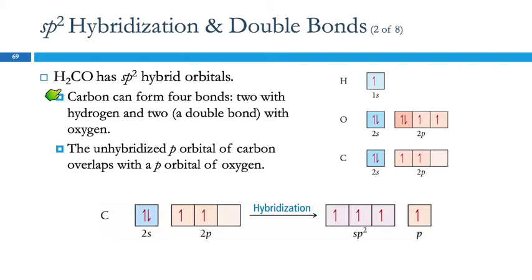So this molecule, H2CO, has sp2 hybrid orbitals. I'm just telling you that. So here is the valence orbital diagram for a carbon atom. And we're going to hybridize. So we're going to put these three together and leave this guy out.